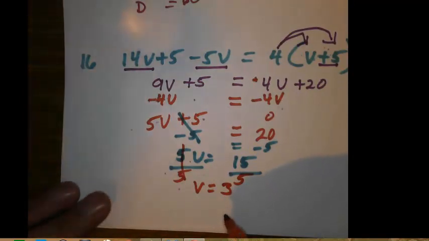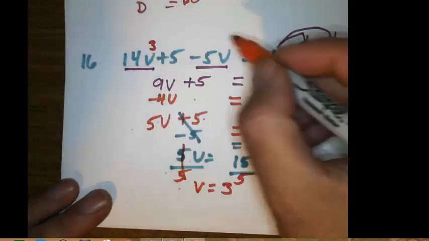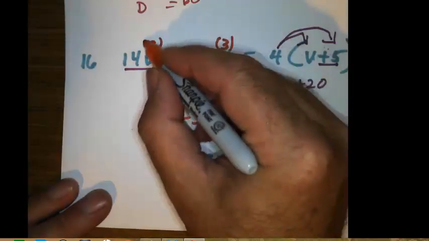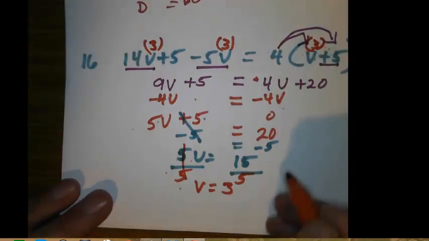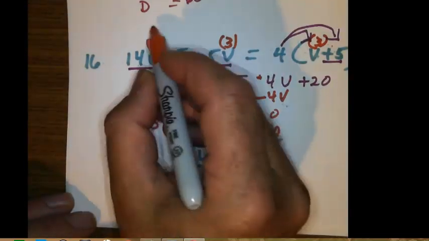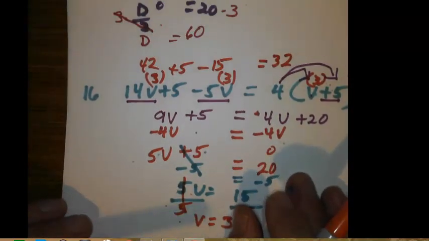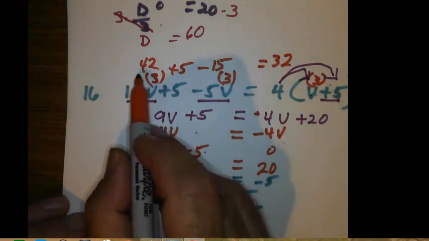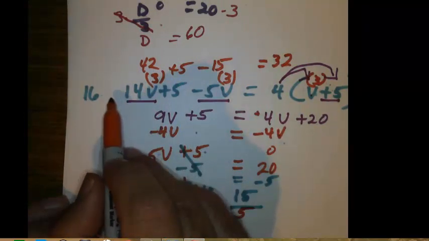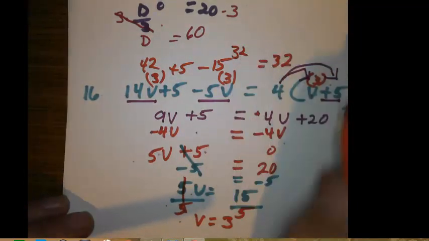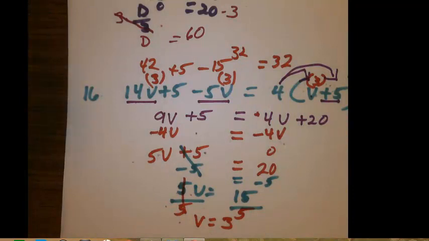And we should plug this back into our answer. So we have 3 there, 3 here. And for the quantity, we have 3 here. Okay, well, 14 times 3 is going to be 42, plus 5, take away 15. 3 plus 5 is 8, times 4 is 32 on that side. So we just move right along. 47, take away 15, 32 equals 32. We're all good.